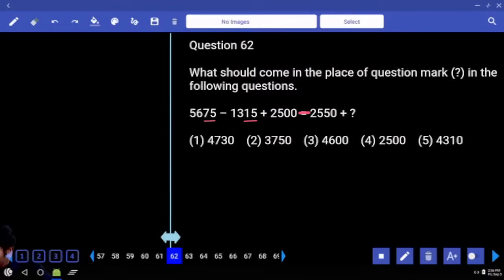75 minus 15. 60 plus 2 zeros. 60. 60 minus 50. 10.